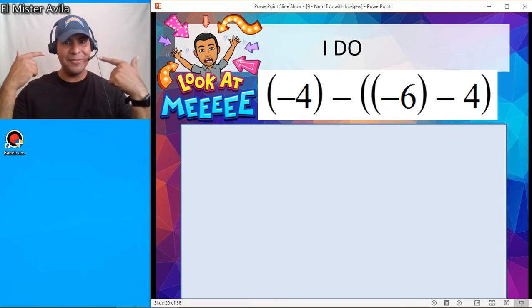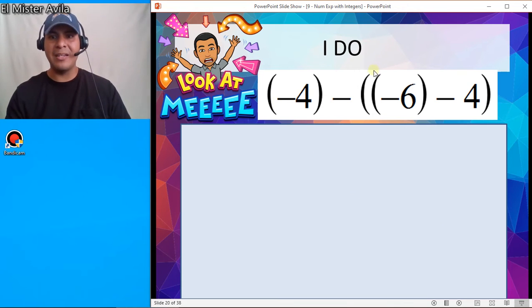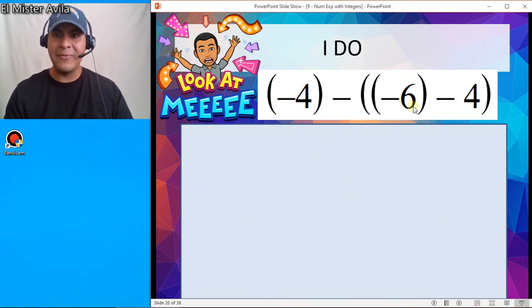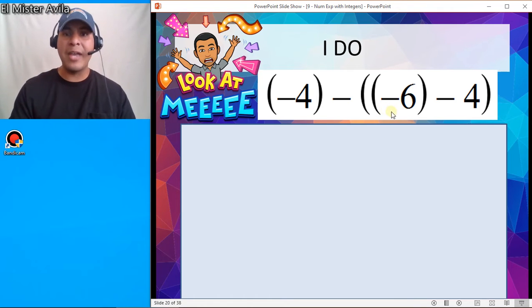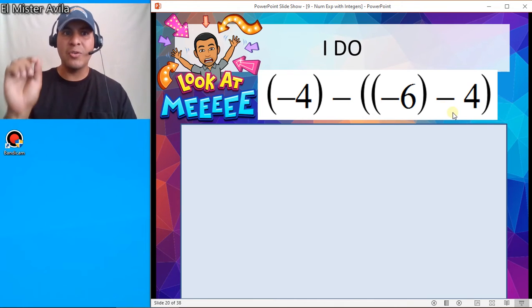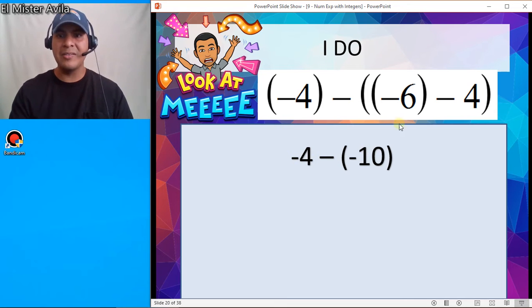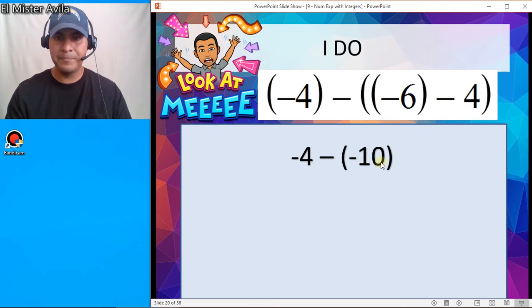Okay, my turn. This says, I'm going to read it to you, -4 minus, in parentheses, -6 minus 4. This parentheses in front, since there's no sign here, it's not going to make a difference. So I'm going to go ahead and get rid of that. And I'm going to combine -6 minus 4. Here we have the same sign. With the same sign, you add the numbers and you keep the sign. So I'm going to bring down everything else, -4 minus, and -6 minus 4 is -10.